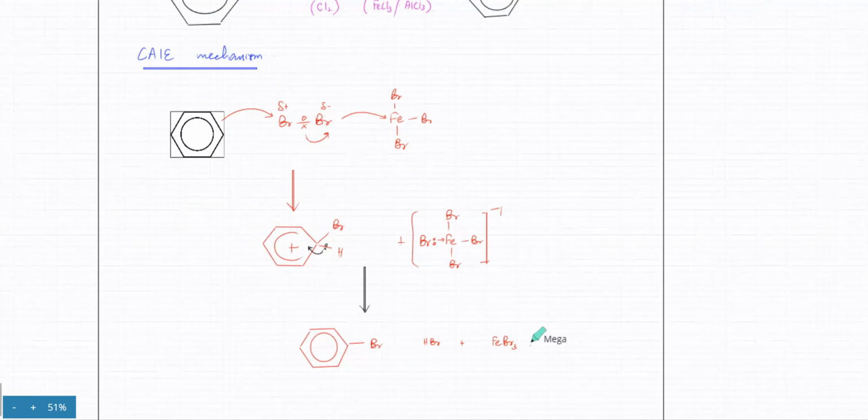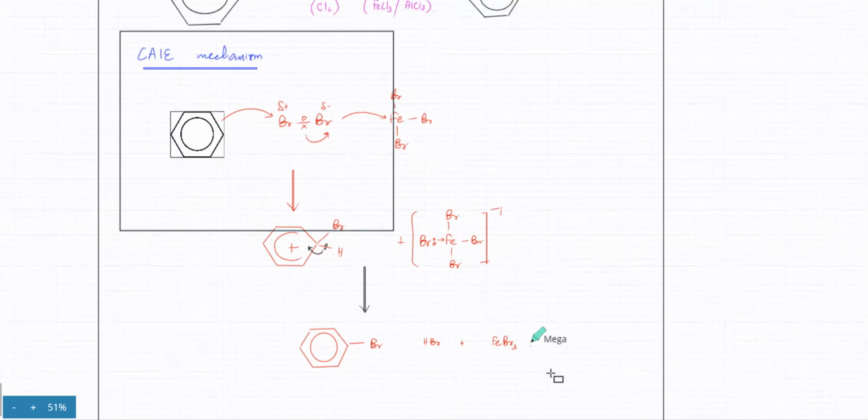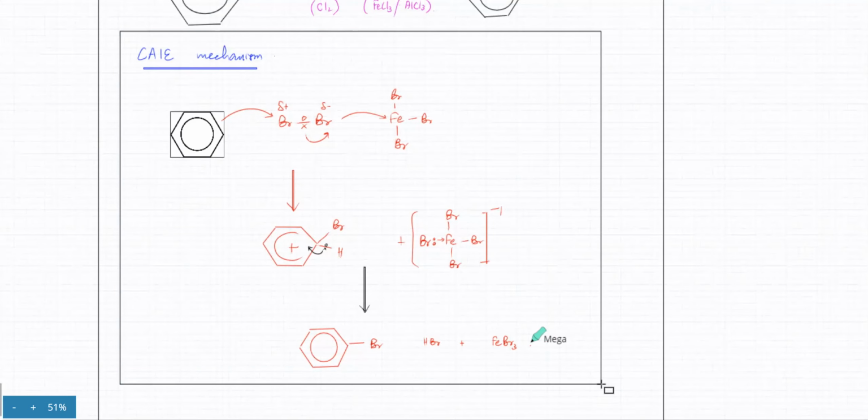Clear है सारों को? इसको हम और थोड़ा सा highlight कर लेते हैं. ठीक है? Is this clear? Yes, sir.